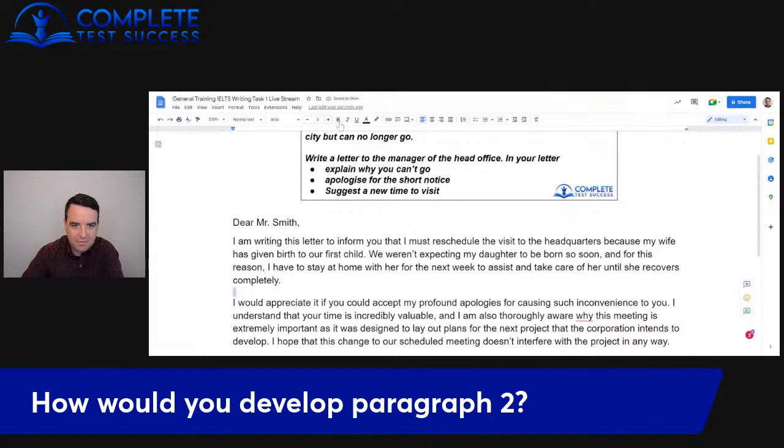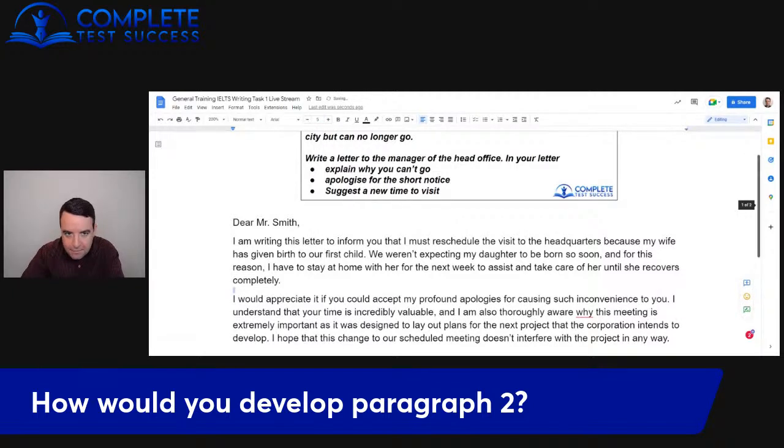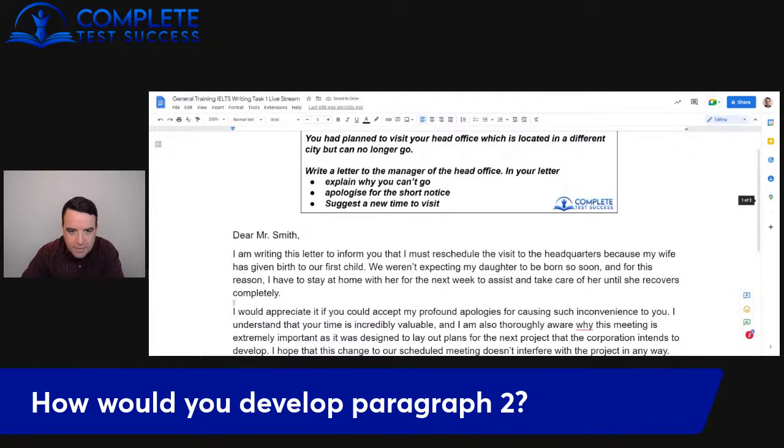Just trying to squeeze everything down. Excuse me for being so finicky with my formatting. Okay, so that brings us to the fourth prompt.